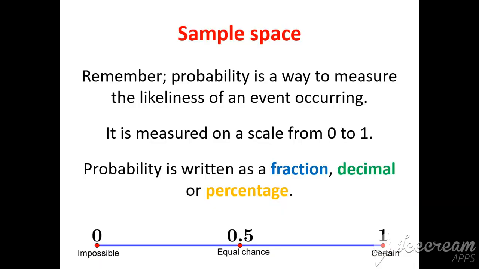Now, probability is a way to measure the likeliness of an event occurring. It's measured on a scale from 0 to 1. And probability is written either as a fraction, a decimal, or a percentage.